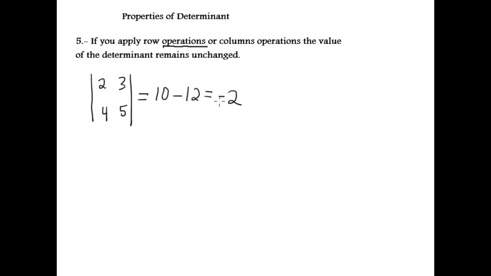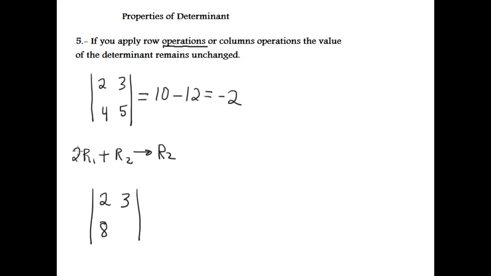Now, suppose I apply some row operation. Suppose this row operation: multiply by a factor of 2 row 1, plus row 2, stored in row 2. And we change this determinant like that. Look, let me show you. 2 times 2 is 4, and 4 plus 4 is 8, stored in row 2. And row 1 stays the same.